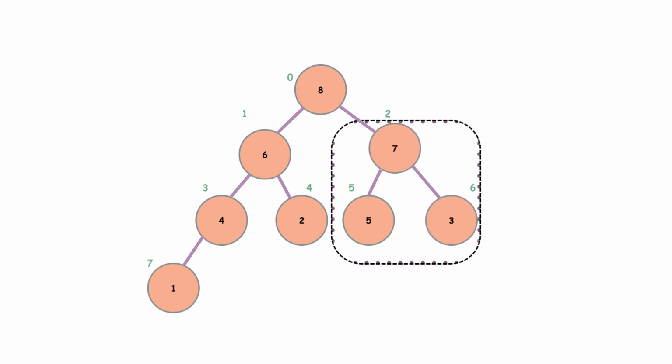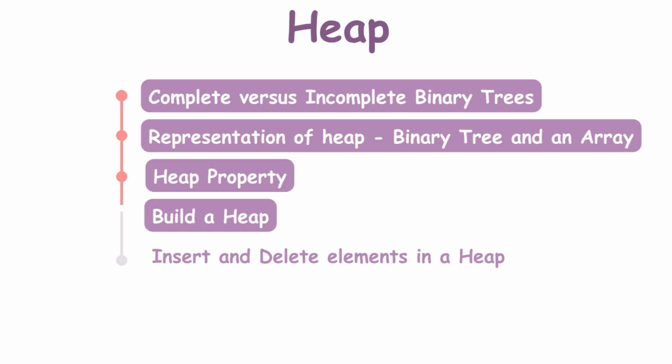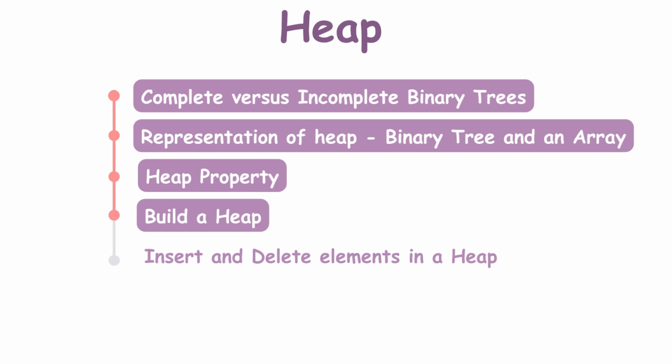This process of bubbling the largest value to the top and then recursively fixing the subtree is called max Heapify. It is a key step in turning any binary tree into a valid max heap. Up next, we'll take a look at the code for the max Heapify function, and then we'll see how to use it to build a max heap from an array.